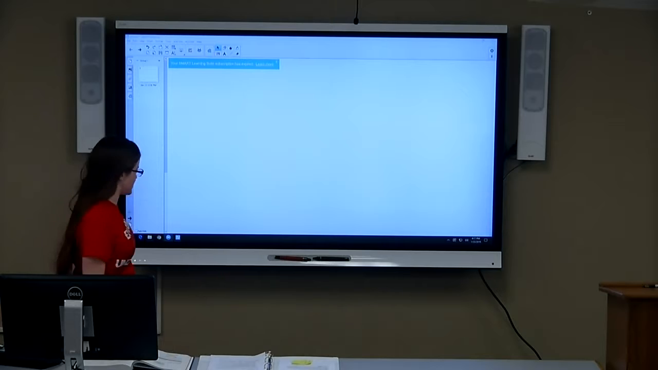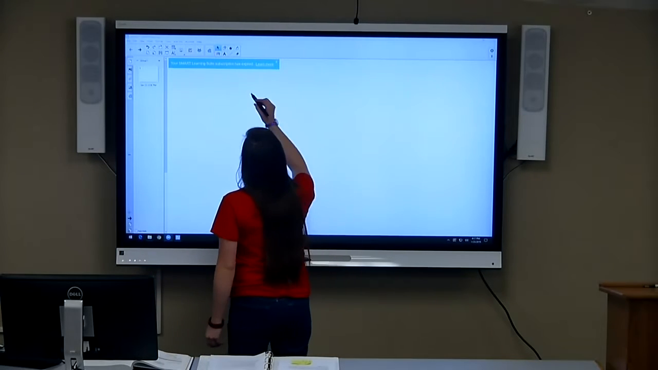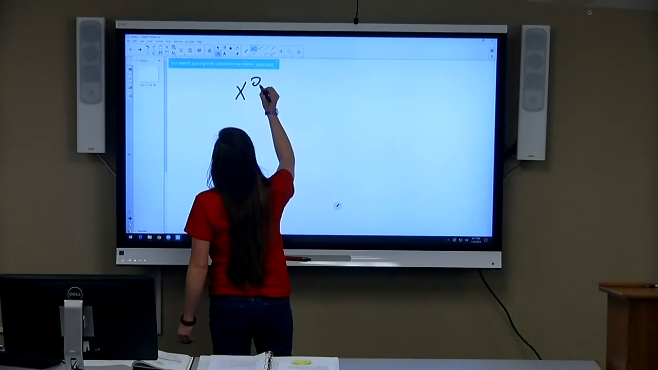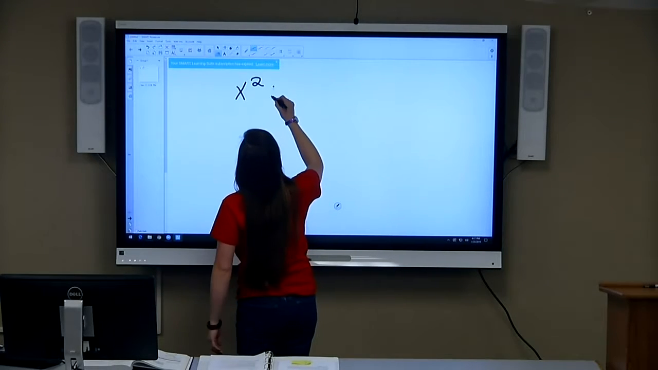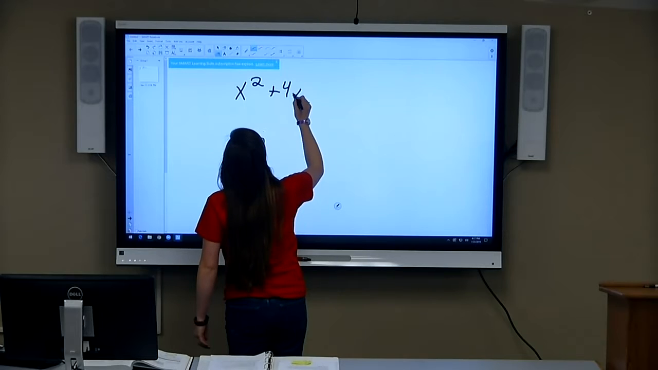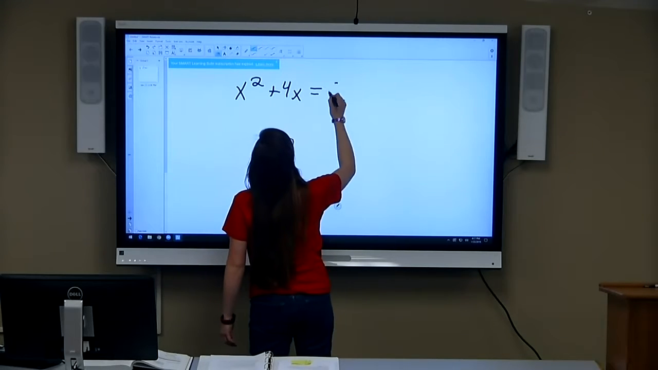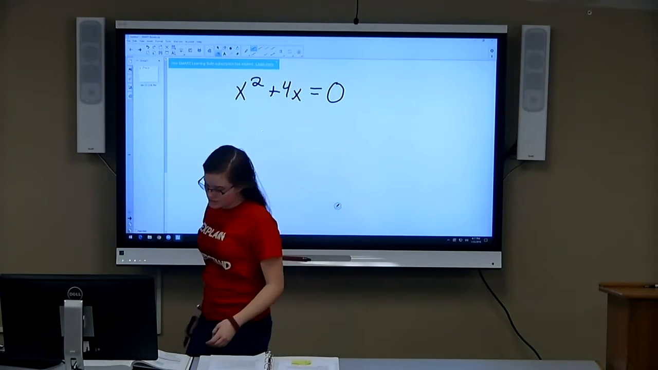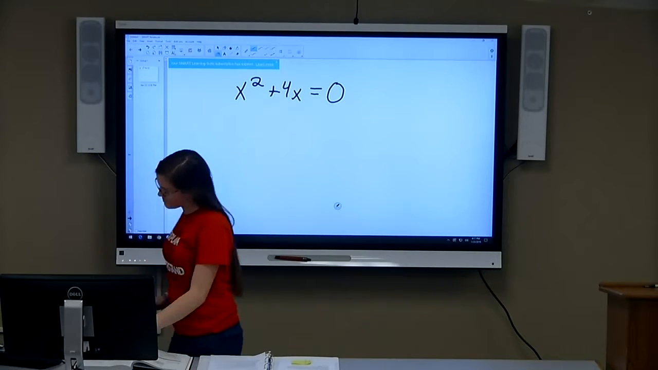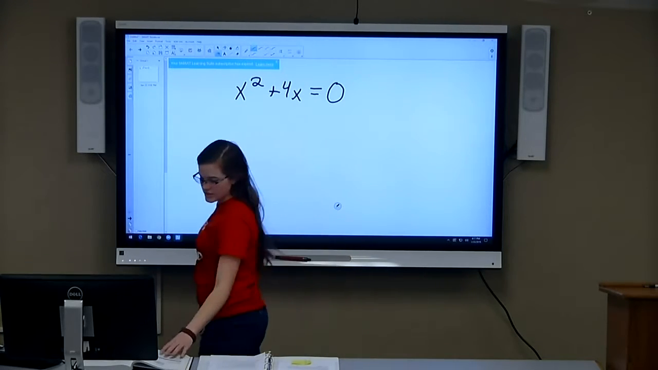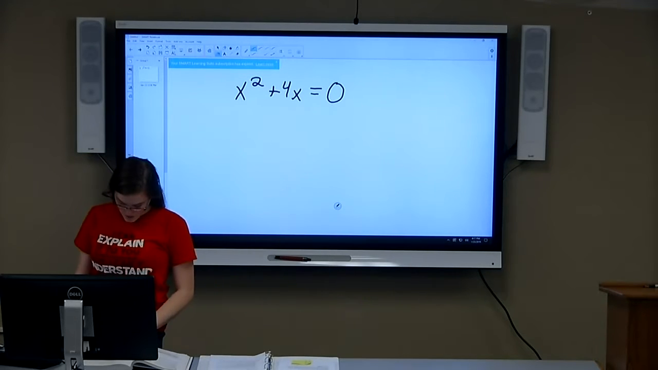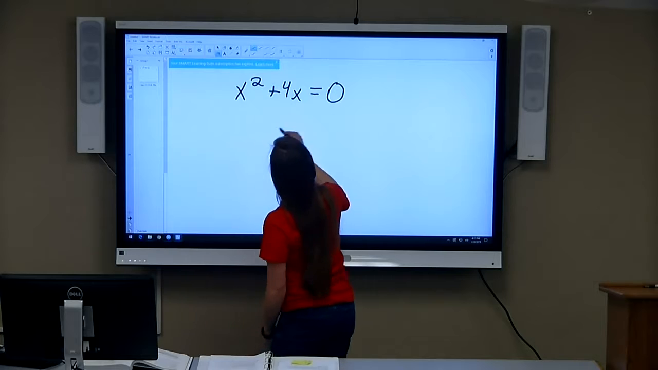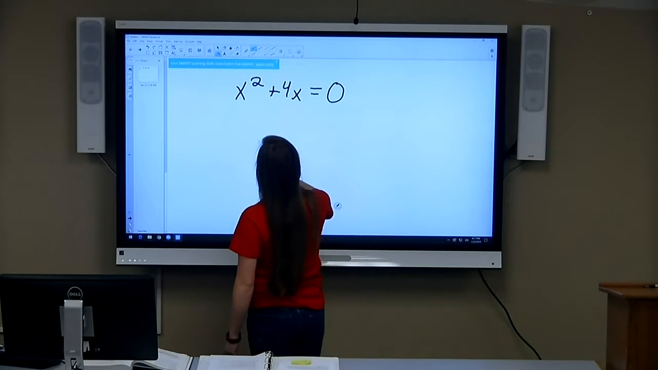All right, I'll start with number 12. It's x squared plus 4x equals 0. You're going to be solving this one using factoring. And all factoring means is that you find which two things will give you this equation whenever you end the problem.